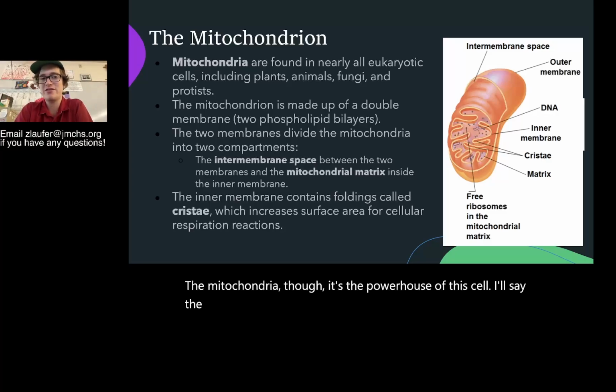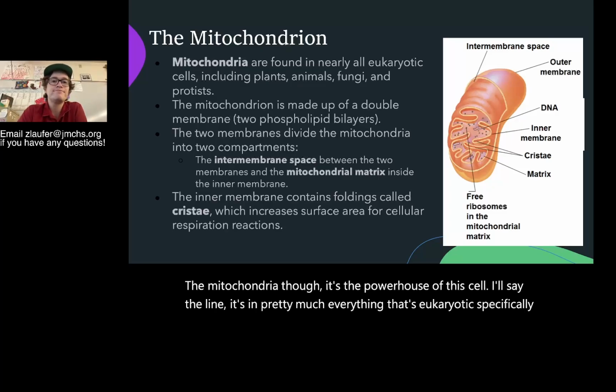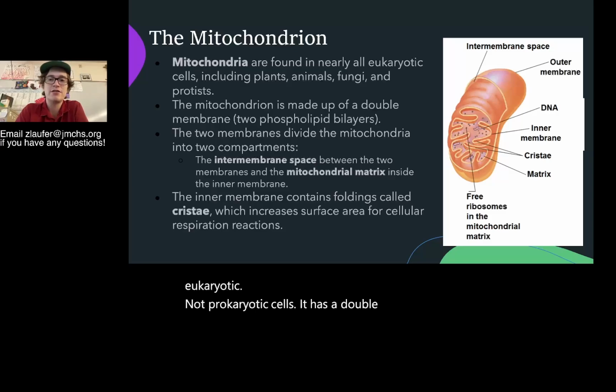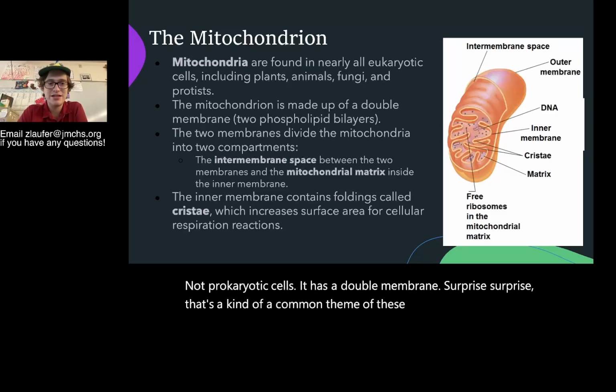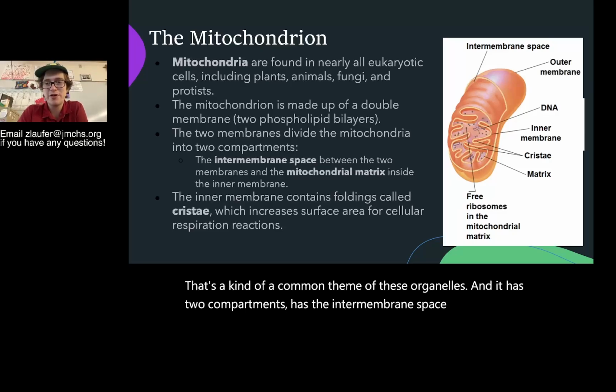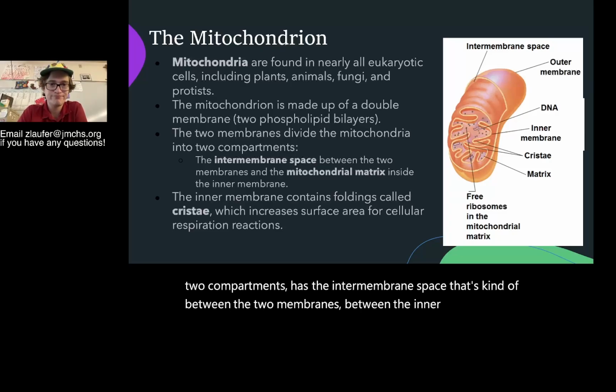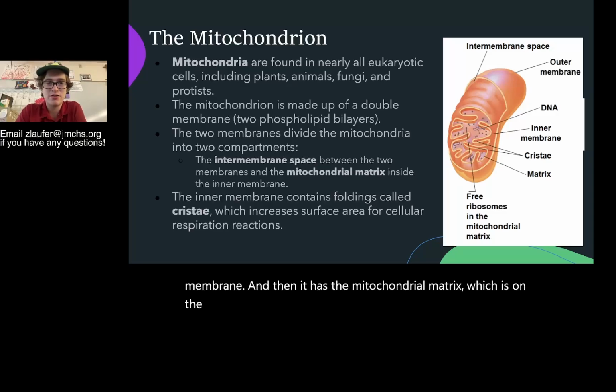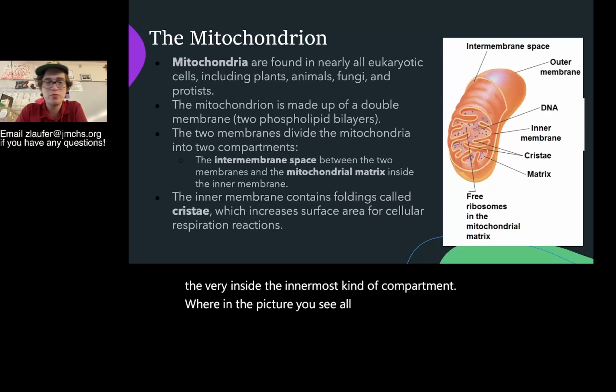It's in pretty much everything that's eukaryotic, specifically eukaryotic, not prokaryotic cells. It has a double membrane, surprise, surprise. That's a kind of a common theme of these organelles. And it has two compartments. It has the intermembrane space that's kind of between the two membranes, between the inner and outer membrane. And then it has the mitochondrial matrix, which is on the very inside, the innermost compartment, where in the picture you see all those free ribosomes.